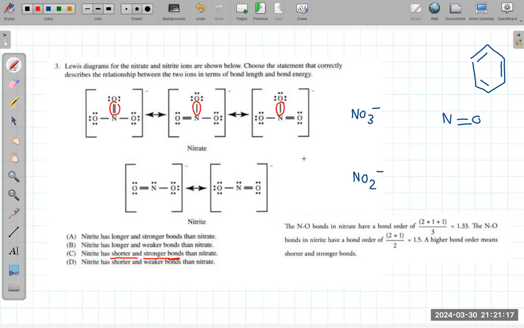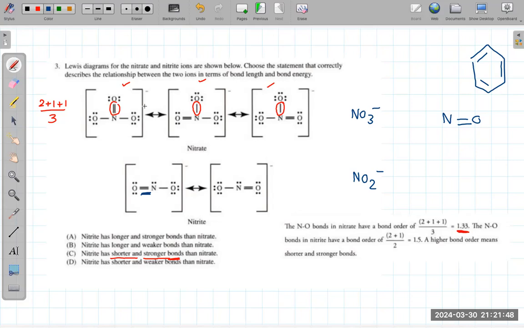And how many times was this repeated? 3 times. So he said the first time is 2 bonds, 1 bond, 1 bond, that's 4, and he divided this by 3 times. So he gets an average of 1.33. The second time the NO is 2, and then next time it is 1. Okay, and it is 1.